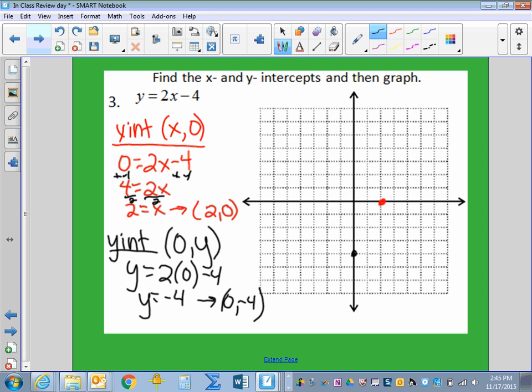Also, again, this is in slope-intercept form. My y-intercept, we can see from my equation, is indeed negative 4. Alright, graph our line in between this. We have our line. Alright, next.